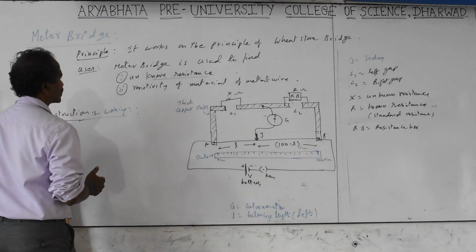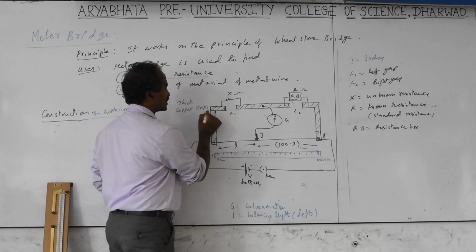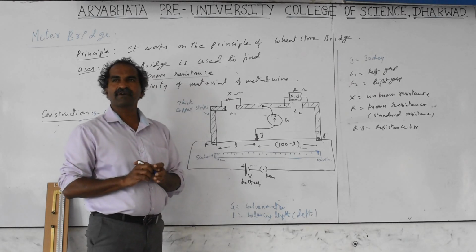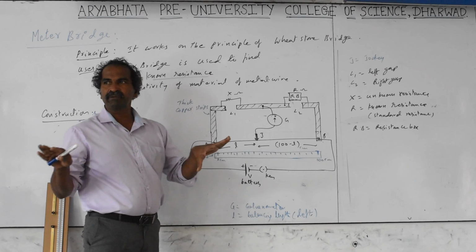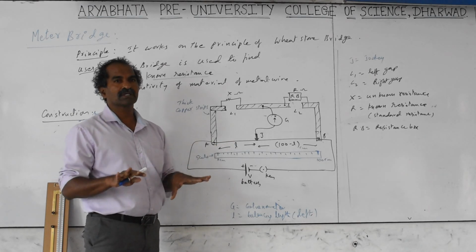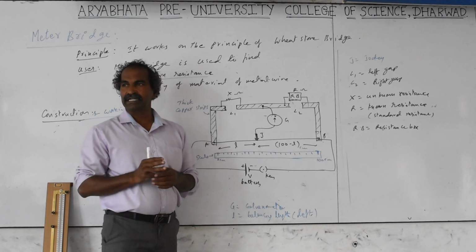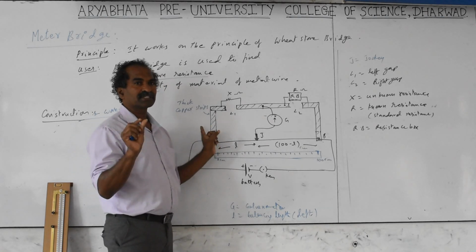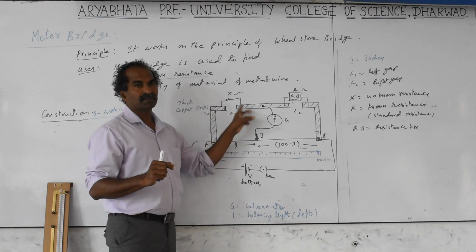Next is construction and working. It contains thick metal strips, thick copper strips. Copper or brass can be used. Sometimes you find the devices in the laboratory look like steel, but it is not steel. There is a nickel coating on the surface of the copper or brass. It looks like steel, but inside it is a good conductor of electricity. More thickness means the resistance is negligible. Thick strips are used so that resistance is negligible, and we should not consider the resistance of these strips.